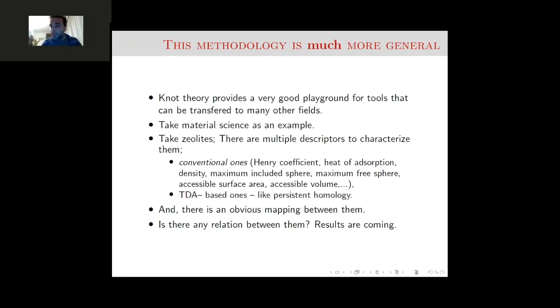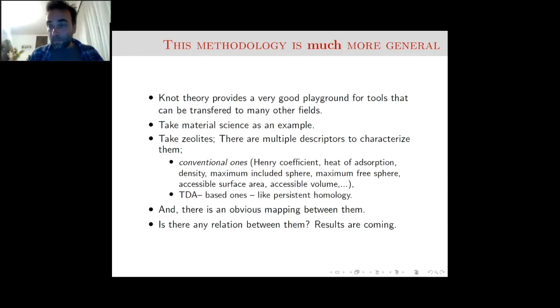Material science, zeolites, something that we have already mentioned. There are multiple descriptors to characterize zeolites. There are conventional descriptors, just a list, a bunch of numbers that characterize every single material. There are TDA-based descriptors based on persistent homology. The question is how they relate to each other. It's the same question as how the Alexander polynomial relates to the Jones polynomial. And we can try to answer it using the same tools. Is there a relation between them? I don't know at the moment, but the results are coming.